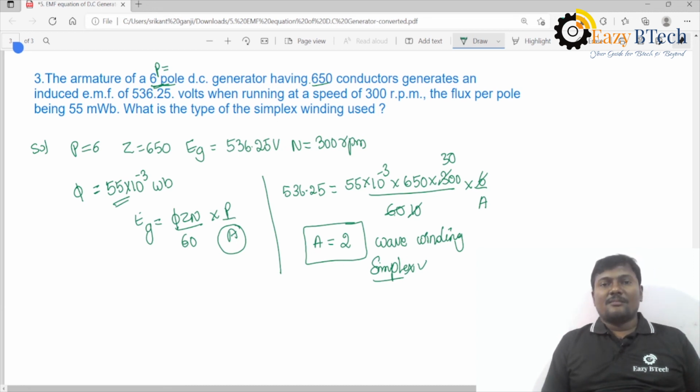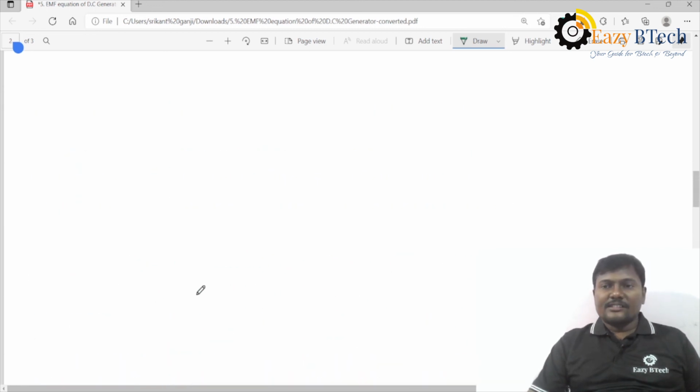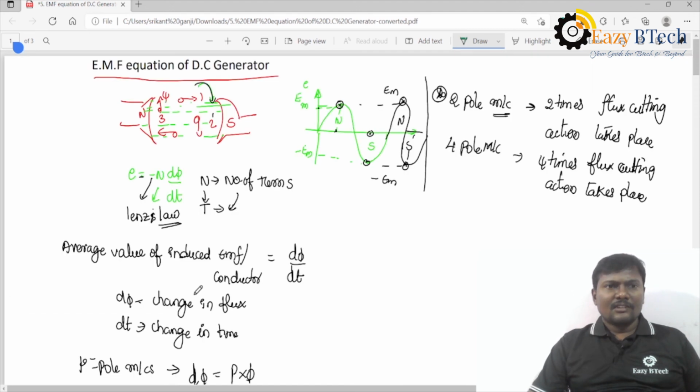So that is the answer. In some problems, he may ask for the speed of the armature or the speed of the generator, with the given values of generated EMF, flux, number of conductors, number of parallel paths and number of poles. With this, the EMF equation of a DC generator is successfully completed.